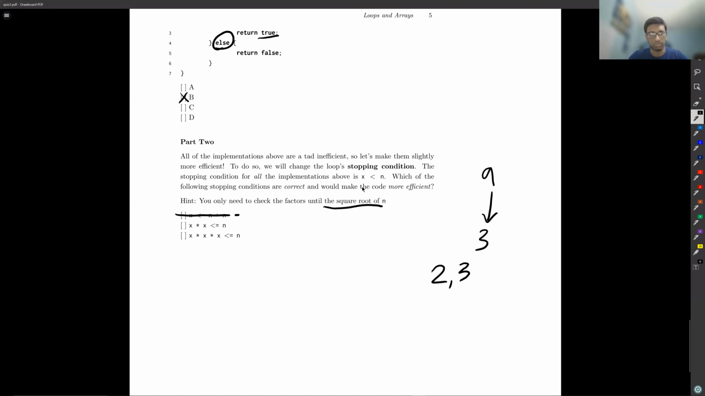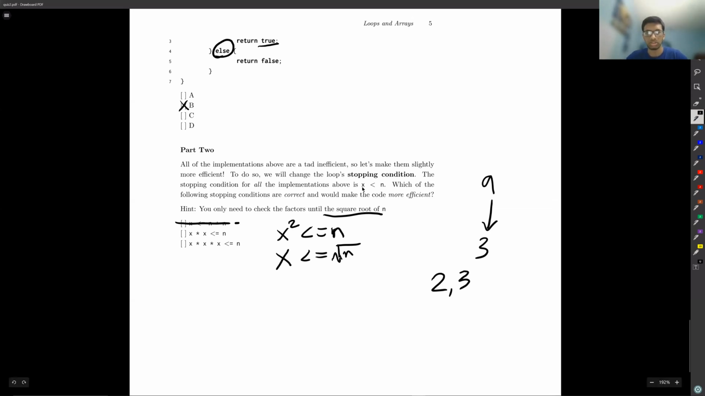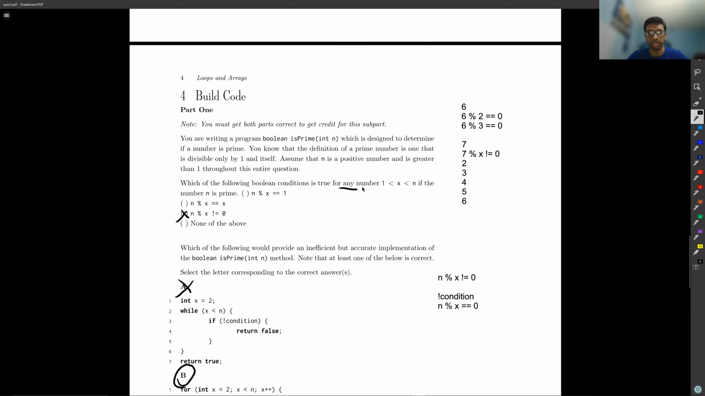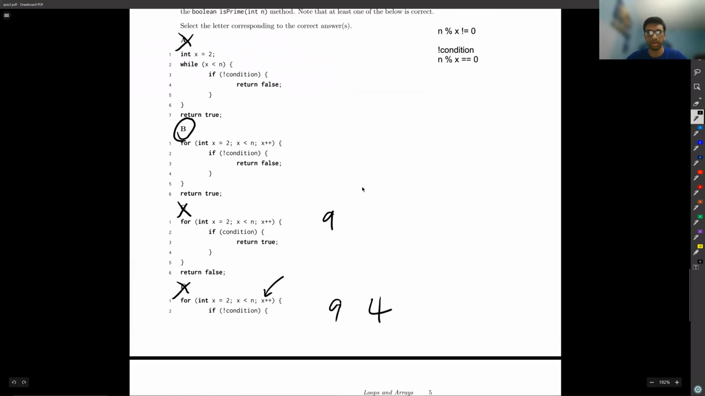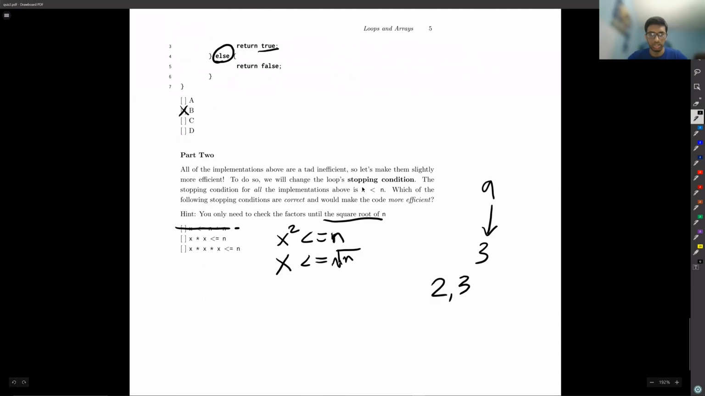And in fact, I can actually simplify this. If I do x squared is less than or equal to n, then I can rewrite this as x is less than or equal to the square root of n. And I can do this because we're dealing with all positive numbers here. I believe that was mentioned up here. Assume that n is a positive number. And again, we're checking x between 1 and n, which means that they're both positive, so we can take the square root. So this pretty clearly seems to be the right answer.